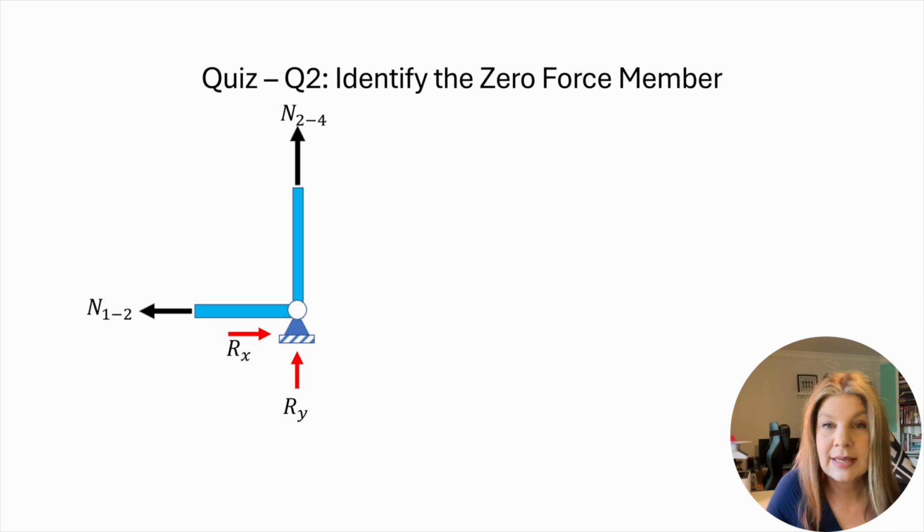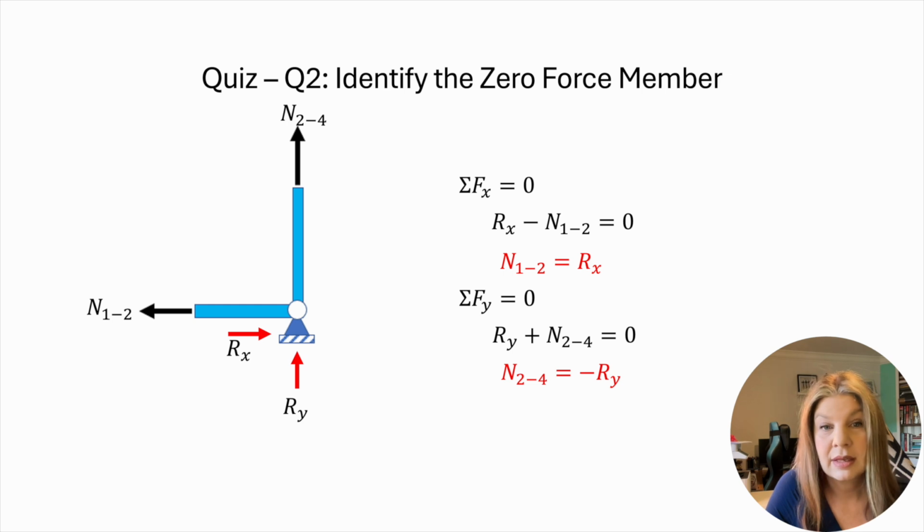Well, actually in this case, there are none. I have two cases of collinear forces and members. So if I were to do sum of forces in the x direction, I'd find out that N12 equals the reaction in the x direction, and sum of forces in y means that N24 equals the reaction in the y direction. So none in this case.